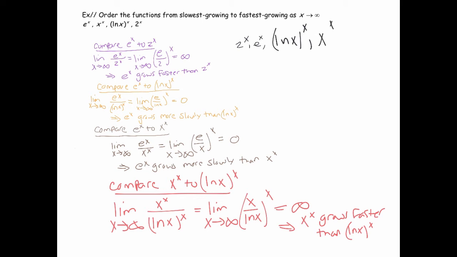Alright, so if someone was going to give you money that grew at a certain rate, the best rate would be x to the x, followed by ln of x to the x, followed by e to the x, followed by 2 to the x.